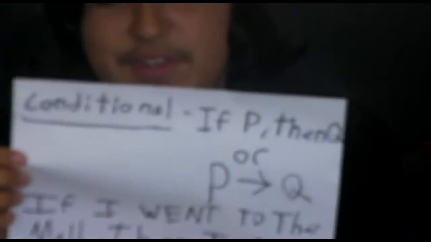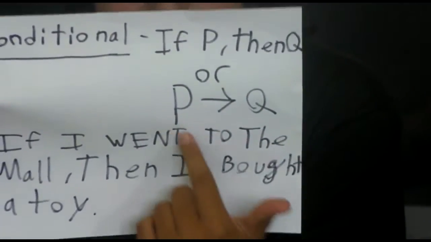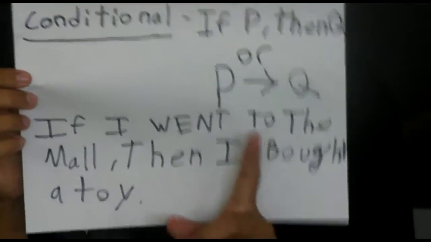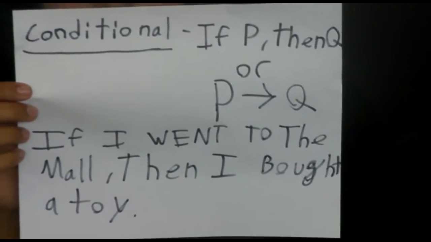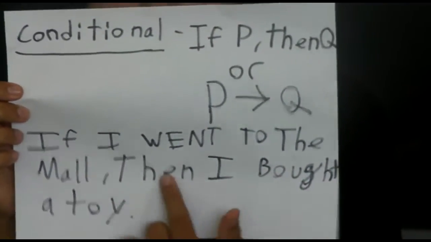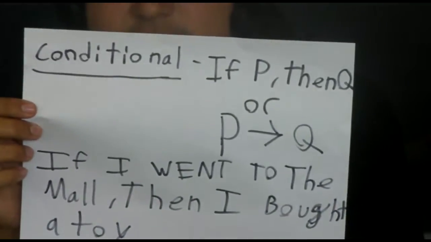Breaking news: conditional statements. This is what you gotta know about them. A conditional statement consists of an if P then Q kind of statement, or in symbolic notation, P then Q. Simple like that. A conditional statement is a regular statement. This is the first one that you'll learn in this video. A good example of it is: if I went to the mall, then I bought a toy. A 5-year-old did write this, I swear.